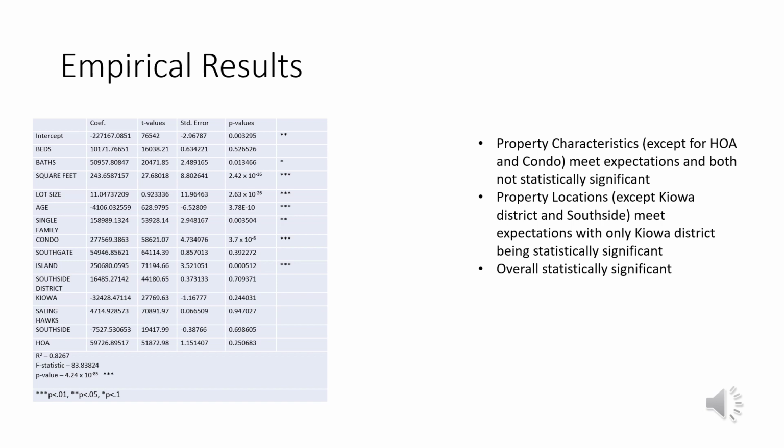Now the property locations, all except for the Kiowa district, met the expectations. The sign for the Kiowa district was expected to be positive, being that it was an affluent area within Lake Havasu City. The results showed that the coefficient is a negative sign. And the south side also was expected to have a positive sign, given that most of the amenities are located on the south side. However, the results show that it has a negative coefficient. All except for the island district were not statistically significant.